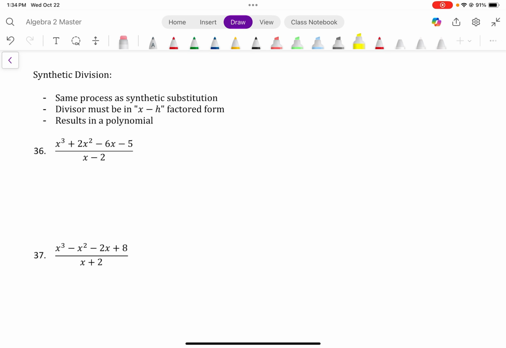So, key part is our divisor must be in x minus h form, which means in number 36, h equals 2. Why that's important is that's the number that goes in my little window, my box, whatever I want to call it. Then I'm going to have my coefficients from each of the terms in the top part of that fraction, in the dividend. Now my process says bring this 1 down. 2 times 1, 2 from the little window, times 1 is 2. Add this column together to get 4. 2 from the window times 4 is 8. Add these together to get 2. 2 from the window times 2 is 4. Add these together to get -1.